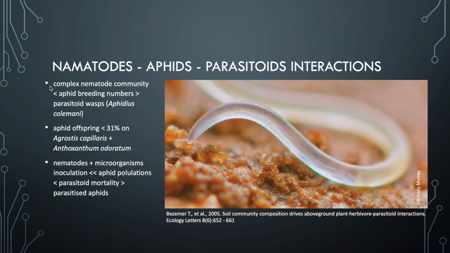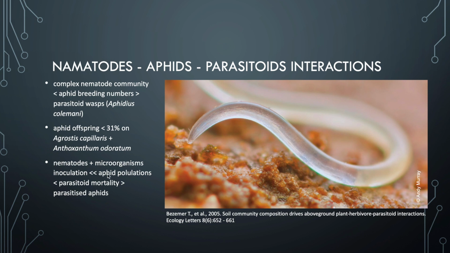And when the nematode community is complex, the aphid breeding numbers get reduced, and also there is an increase in parasitoid wasps, and these are wasps that actually lay their eggs in aphids and therefore reduce the numbers of aphids. So these organisms that parasitize parasites are called parasitoids. So when this complex nematode community is present, the offspring of aphids is reduced by 31% on various plant species. And in this case, 2 species were used to examine this phenomenon.